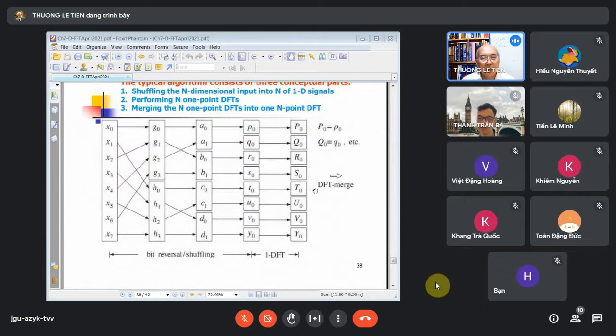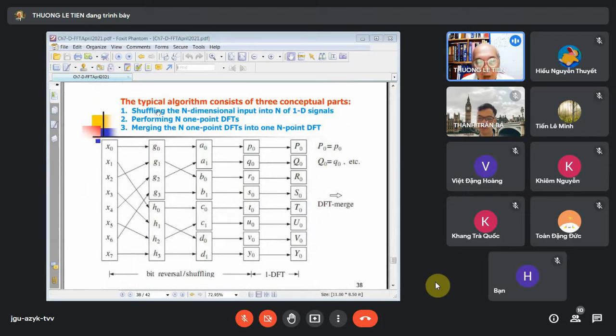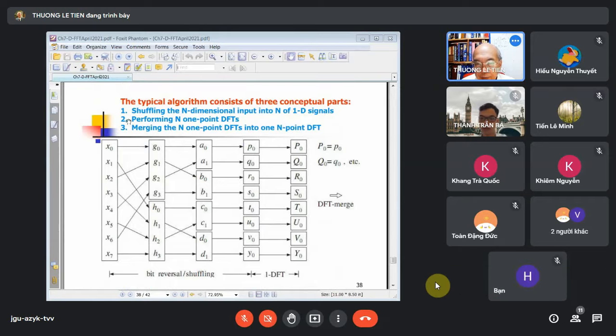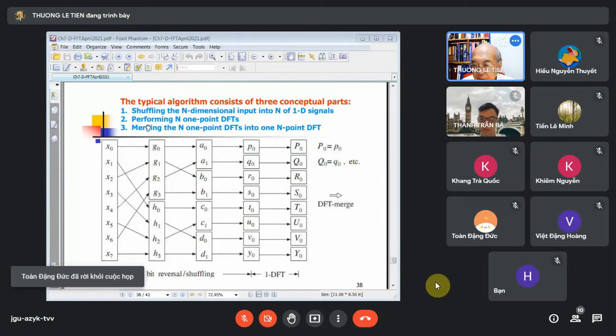Now, this is the typical algorithm. It consists of three conceptual parts. Step one, shuffling the n-dimensional input into n 1D signals. Step two, performing n one-point DFTs. And then step three, butterfly merging, or merging the n one-point DFTs into one n-point DFT. But bearing in mind, this is just the algorithm.